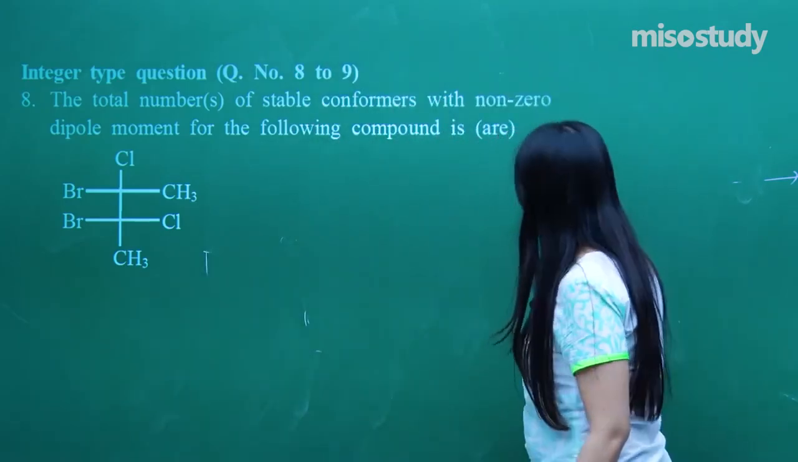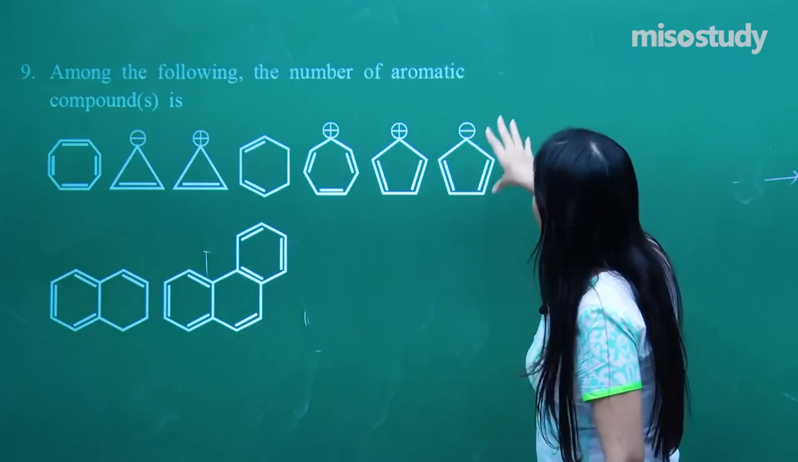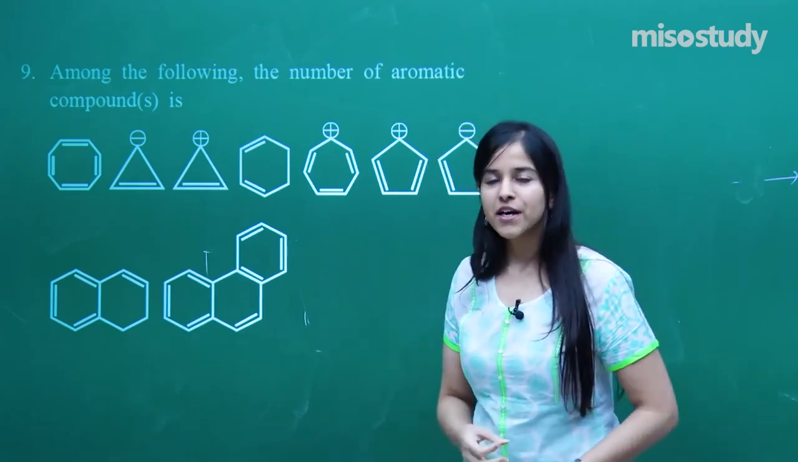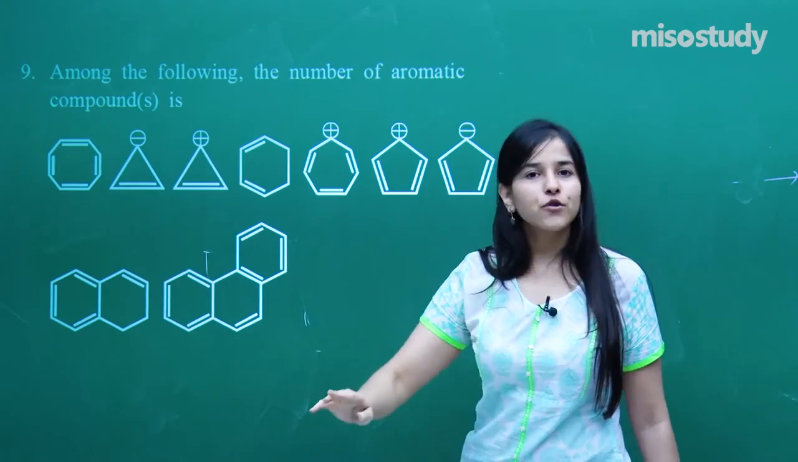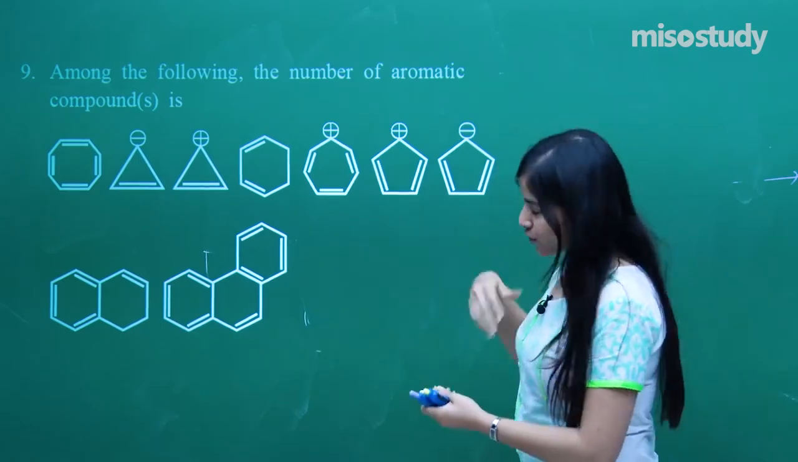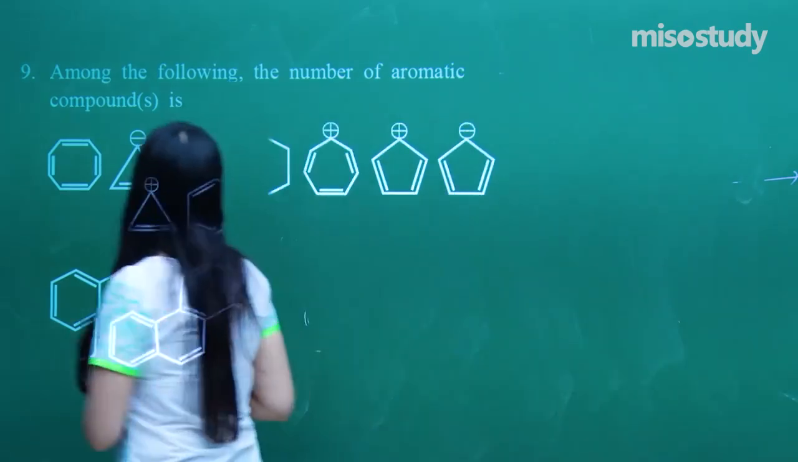So what does the next question say? Among the following, the number of aromatic compounds. So again I need to find out aromaticity based on the Huckel's rule. I need not go into the detail of the Huckel's rule. So let us just analyze the options here.